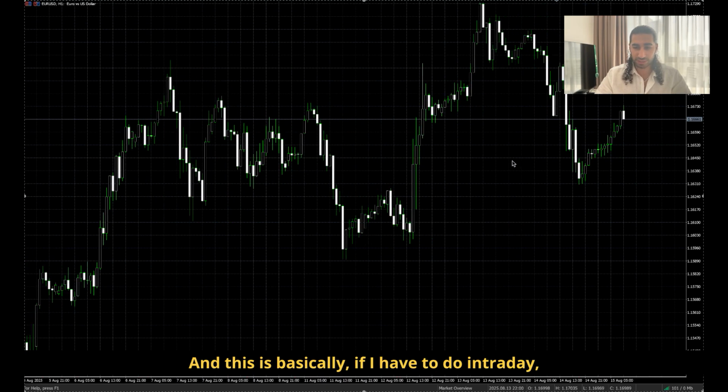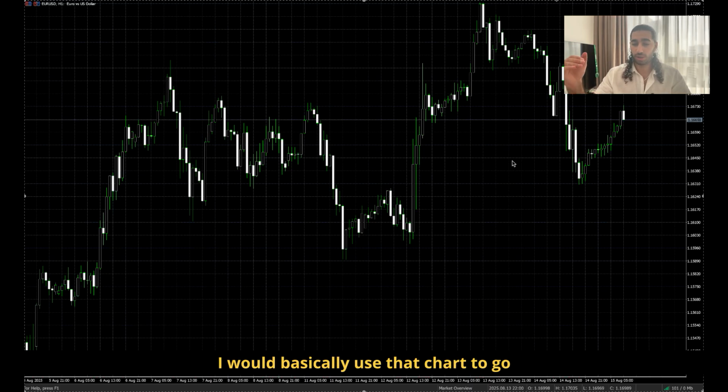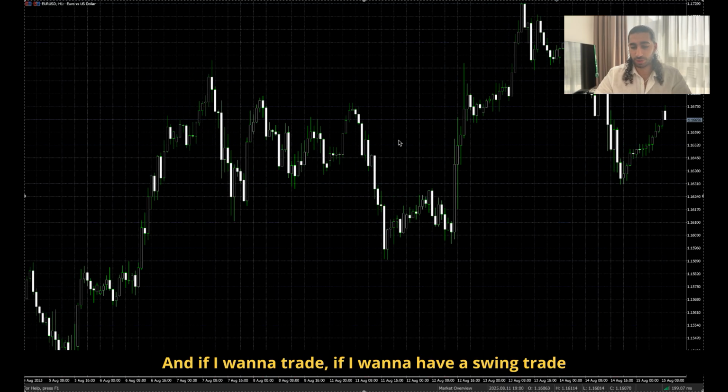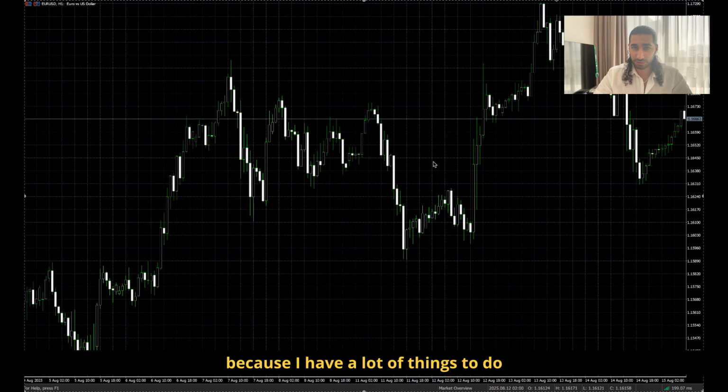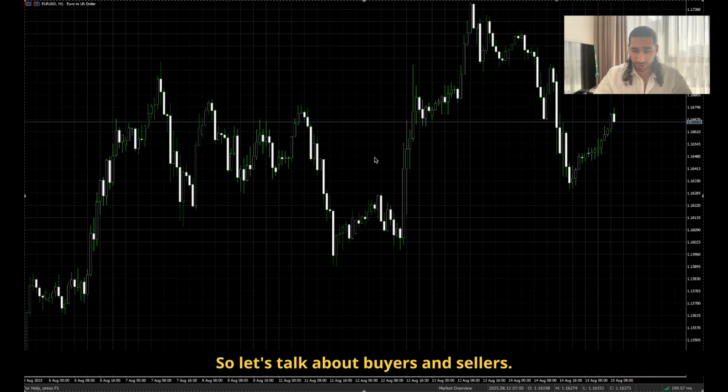If I have to do intraday, I would use that chart for a top-down analysis and probably trade on the 15 minutes. And if I want a swing trade, and currently I'm into swing trading a lot because I have a lot of things to do and it's really time effective. So let's talk about buyers and sellers.